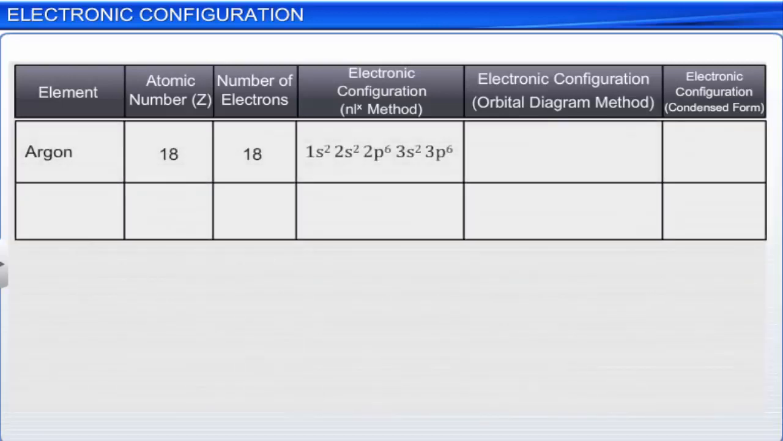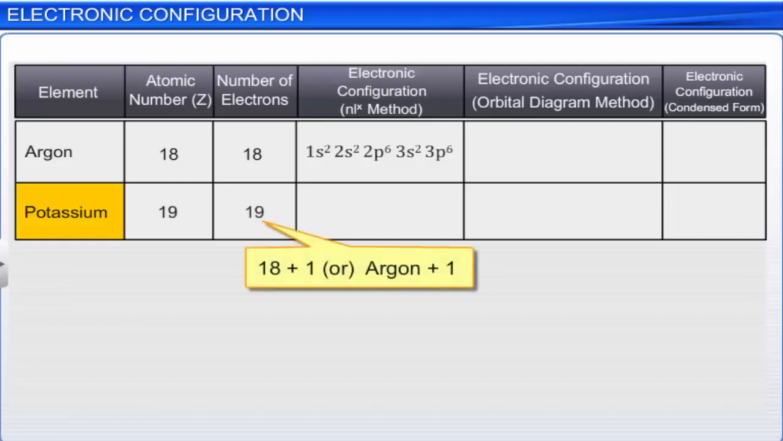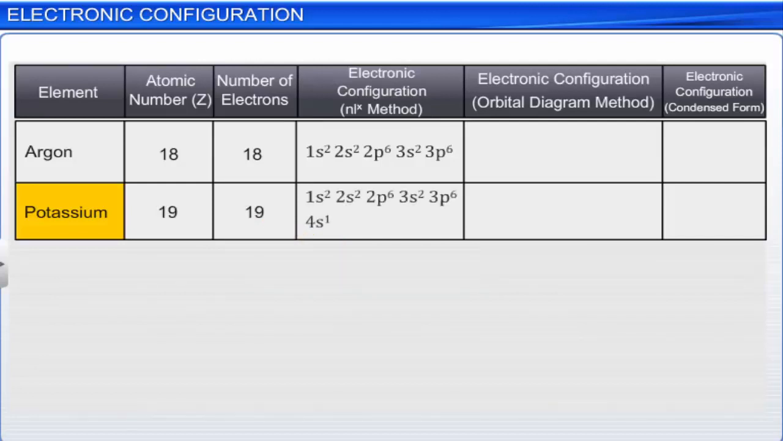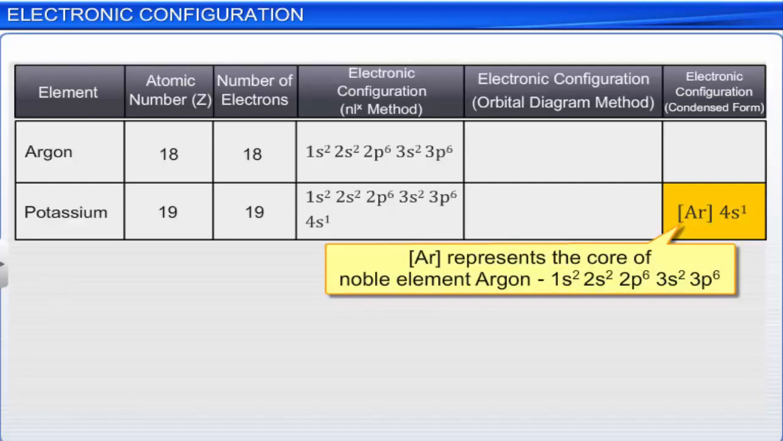Argon, whose atomic number is 18, has a completed 3p orbital. Therefore, the electronic configuration of potassium, which has 1 electron more than argon, can be written as argon 4s1, where Ar represents the core of noble element argon.